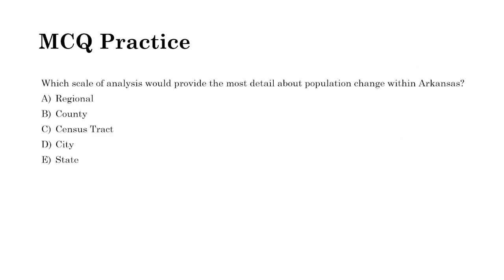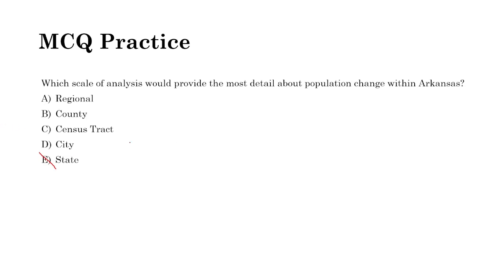All right, here's a multiple choice question for practice. Which scale of analysis would provide the most detail about population change within Arkansas? All right, so we're looking at a state. So that's subnational state. That's our scale. So we can actually rule out E because that's our scale, not our scale of analysis. The only times that scale of analysis and scale are going to be the same is when they're global.